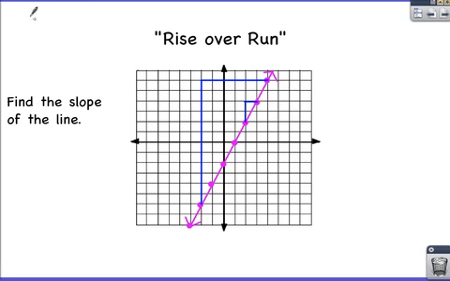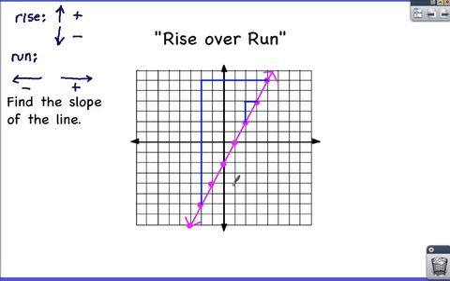Now, a quick comment: for the rise, when you go up to get to another point, that would be a positive number. And when you go down to get to another point, that would be a negative number. For your run, we're moving left and right. So if you're running to the left, that would be a negative number. And if you're running to the right, that would be a positive number.